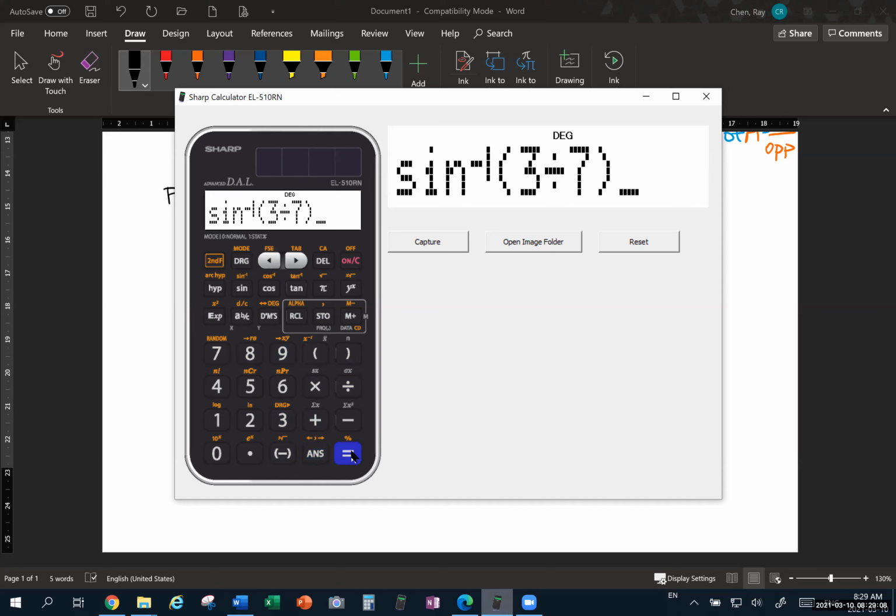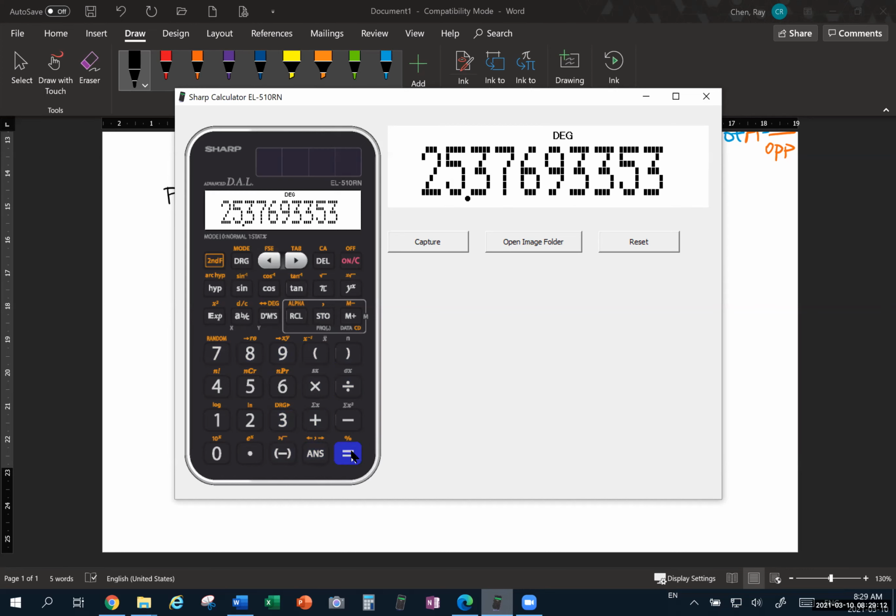What are we going to get? Pause the video if you want to, make sure you have your calculator, press equals, and we get the answer, 25.376. It keeps on going, and no one memorizes this.